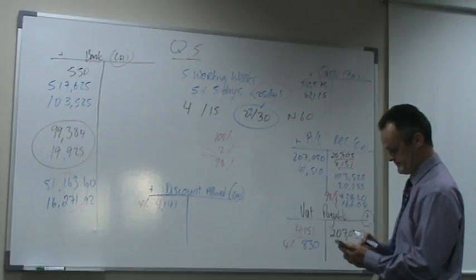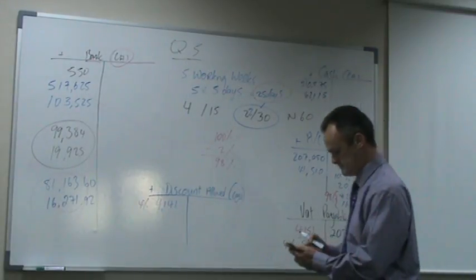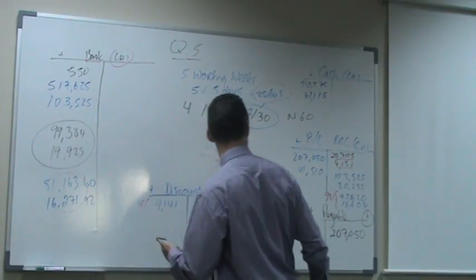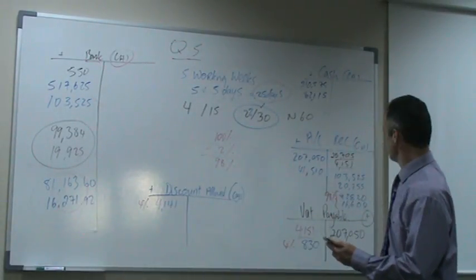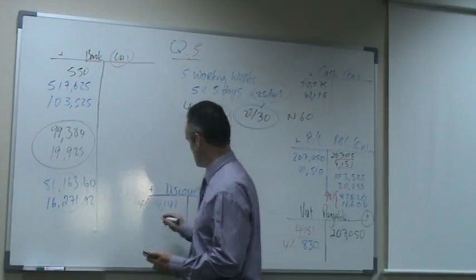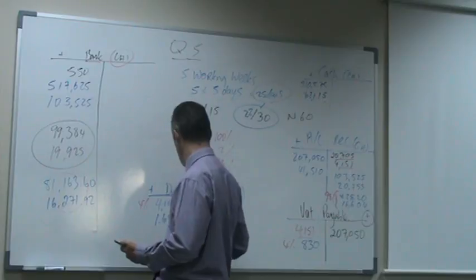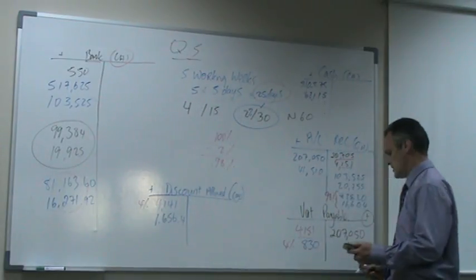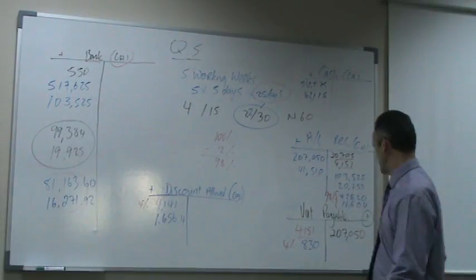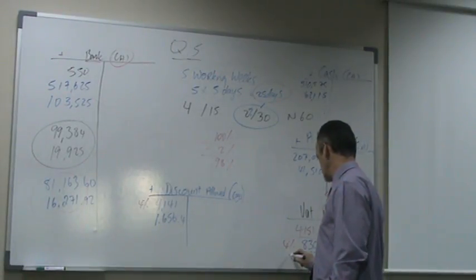I should probably be doing this in my head, but I've probably made so many mistakes at this point, I'll only make it worse. So that means 2% of this goes into the discount allowed, 1,656.4, and 2% of this, 332.08. Okay, and that's 2%.